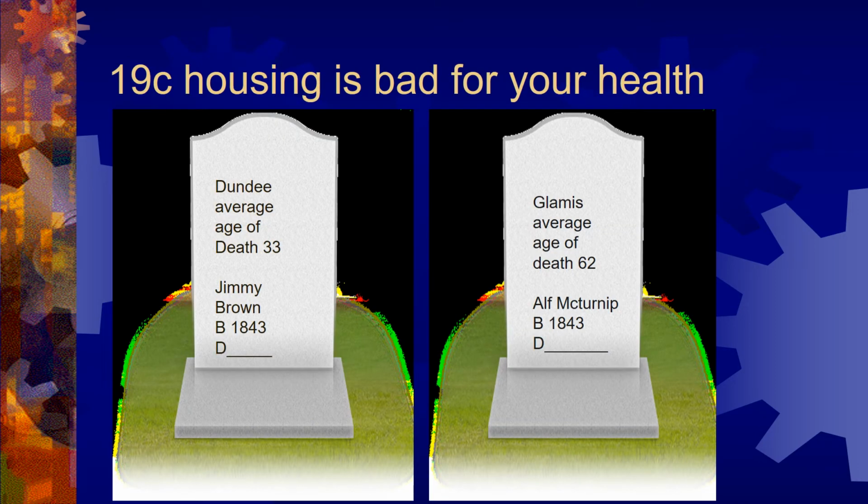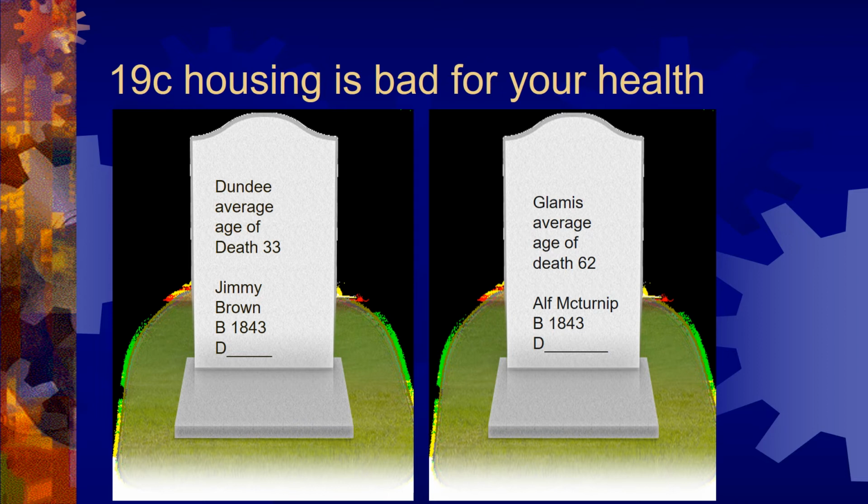Now, 19th century housing was ultimately very bad for your health. You'll see here in Dundee, people had an average life expectancy of 33. So if you think about Jimmy Brown here, who was born in 1843, if he only has a life expectancy of 33, then he will only live until 1876, so not very long. Whereas in Glamis, for example, Alf McTurnip had a life expectancy of 62, so he would live until 1905.